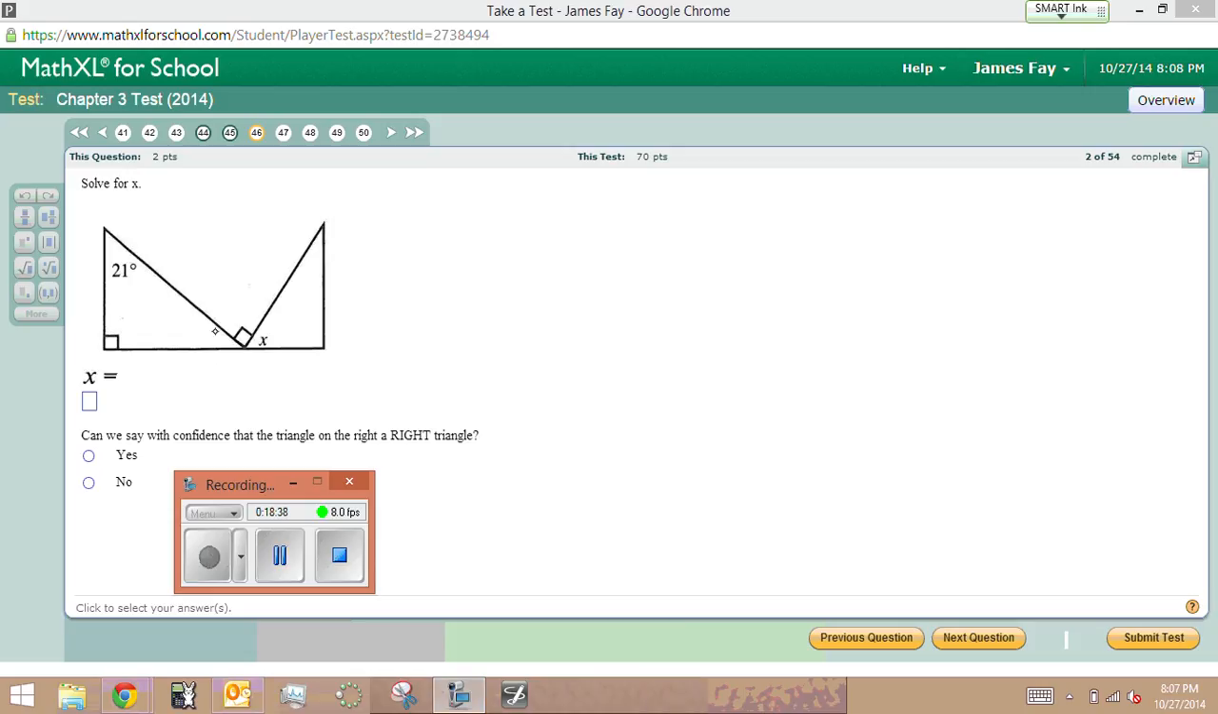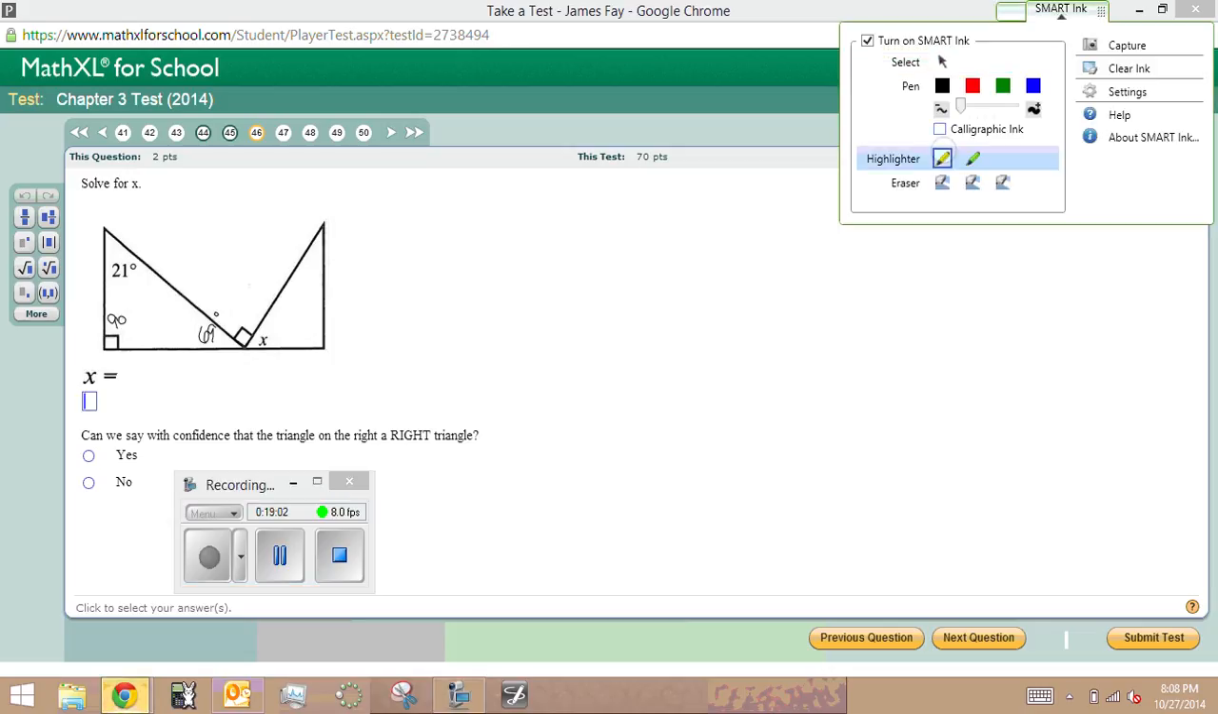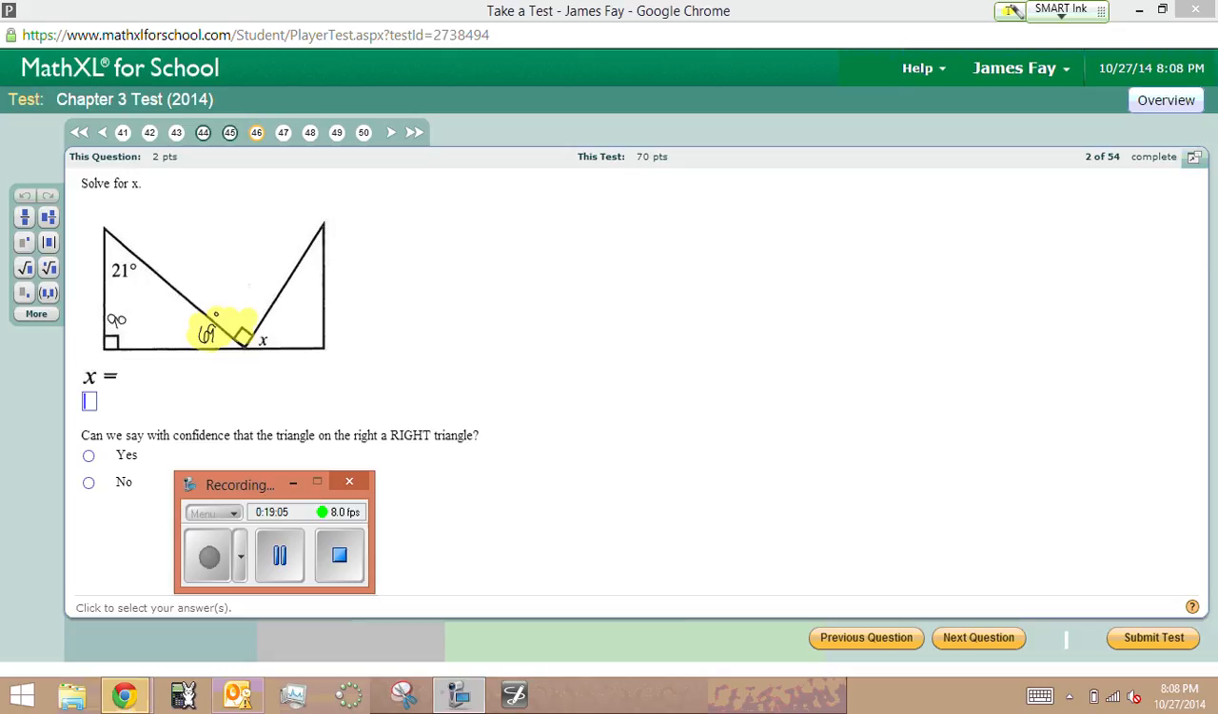Okay, it says solve for x. This is using the triangle angle sum theorem. We know that this is 90, that's 21, so far I've used 111 degrees for my triangle. So this angle here needs to be 69 degrees. Okay. Now that I know that that's 69, I know that this is 90. These three angles, that angle there, that angle there, and then this angle here, they should all three add up to 180. So I'll say 69 plus 90 plus x equals 180. That will then allow me to solve for x. X ends up being 21.